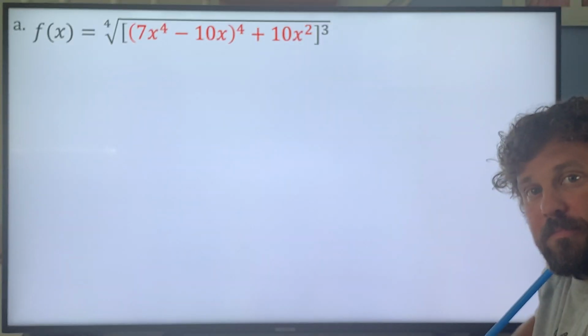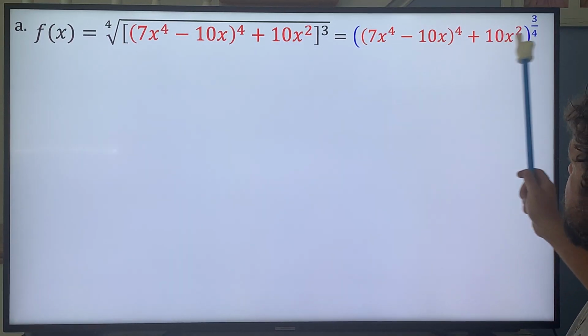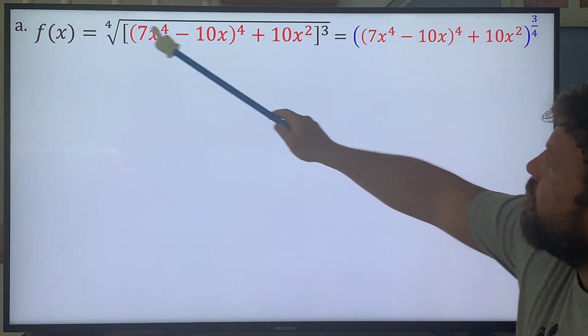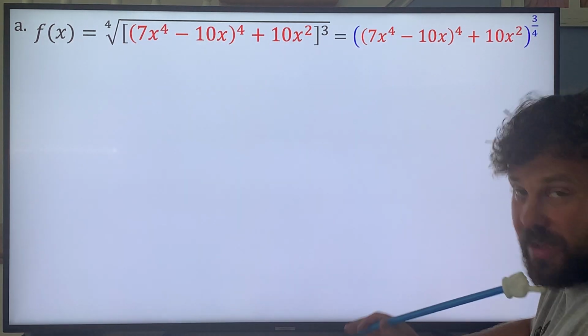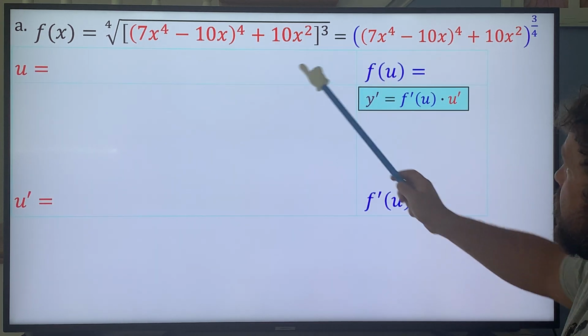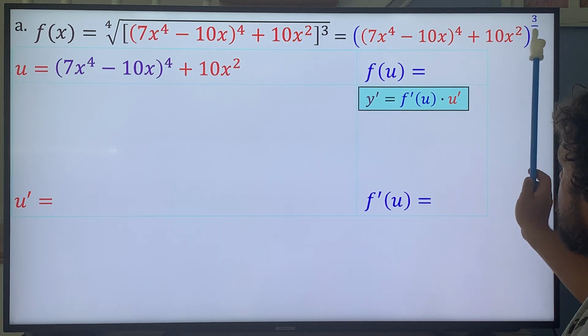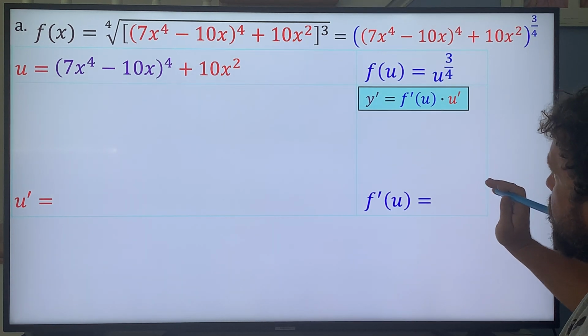Solve it. I don't know if this is in the packet. So when you solve this, it's this stuff to the 3/4 power. That got some people. This is actually a chain and a chain. You have two of them. Your u is 7x to the 4th minus 10x, all to the 4th power, plus 10x squared. F of u is u to the 3/4.